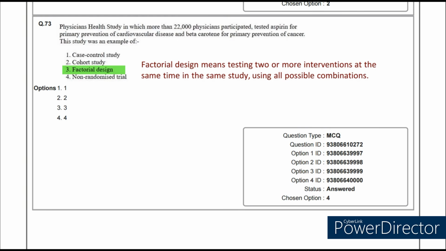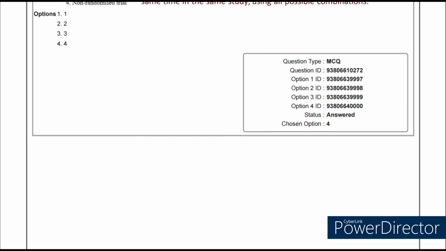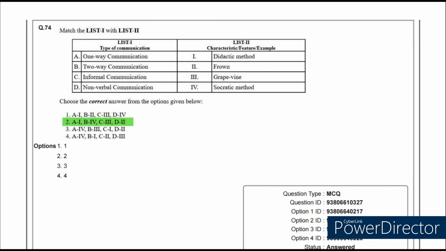So what is factorial design? Factorial design is nothing but we test 2 or more interventions at the same time in the same study using all possible combinations. So this is an example of factorial design. And now coming to question number 74, which is a match the following question on type of communication and its example or feature. So one-way communication comes to didactic method, two-way Socratic method, and third informal communication is the grapevine, and the non-verbal communication is the frown.